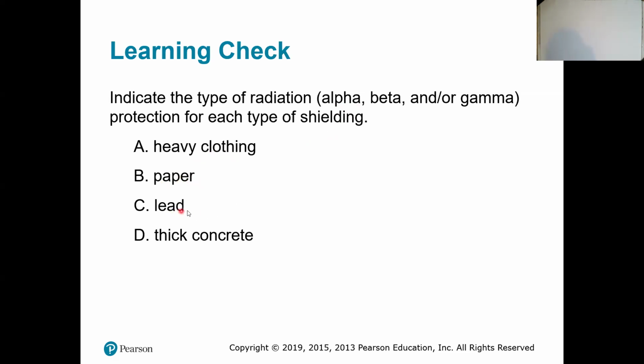For lead, this would depend on the thickness. If the lead is thick enough, it would be able to stop alpha, beta, or gamma particles. If it's very, very thick, it can stop gamma particles, but it can definitely stop alpha and beta particles. Very thick concrete would also be able to stop alpha and beta particles as well as gamma particles if it is thick enough. But for lead and concrete, while those will very easily block alpha and beta particles, the effectiveness of blocking something like a gamma ray is going to depend on how thick the lead or concrete is.